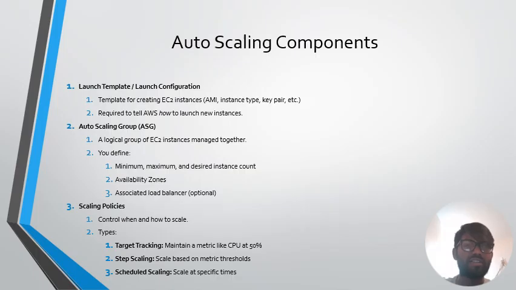Launch template: tells EC2 how to launch new instances. Auto Scaling group: a logical group of EC2 instances managed together. You define maximum, minimum, and desired instance count. Availability zones. Associated load balancer. In scaling policies, you can control how to scale.